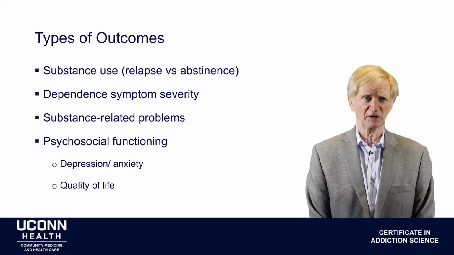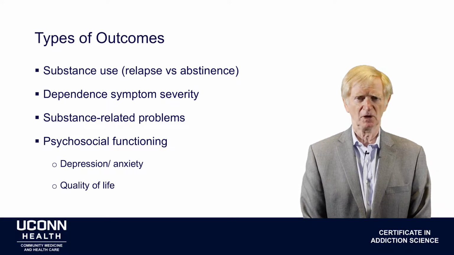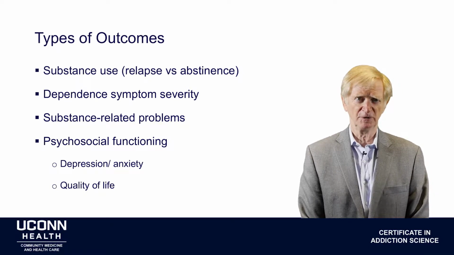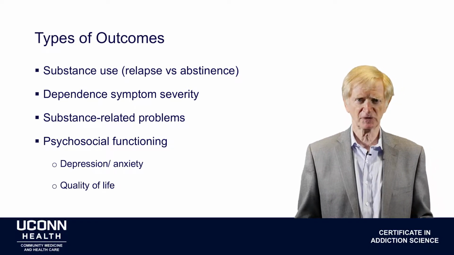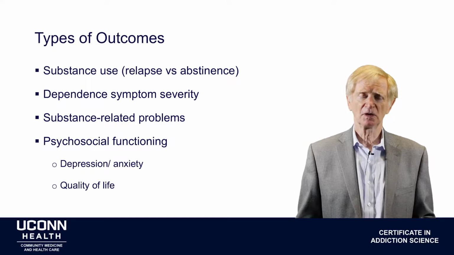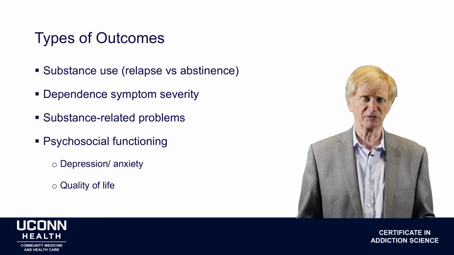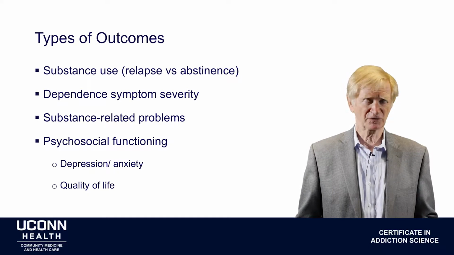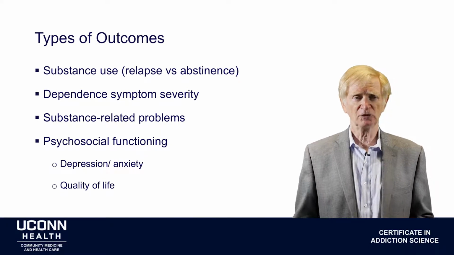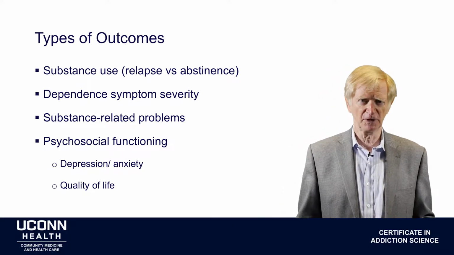And we had suggested that at the very least, you would want to measure whether people are continuing to use the substances that are the focus of treatment, whether they've relapsed or whether they're abstinent. So you want to measure substance use. You want to measure dependence symptoms and dependence severity if people have relapsed. You want to measure substance-related problems because that is often a goal of treatment. And you want to measure psychosocial functioning. These are the main four groups of variables.